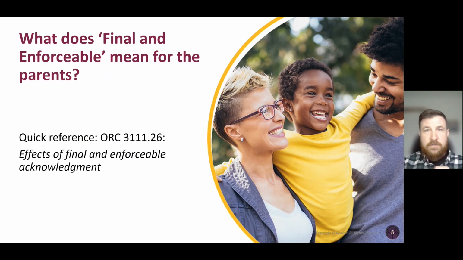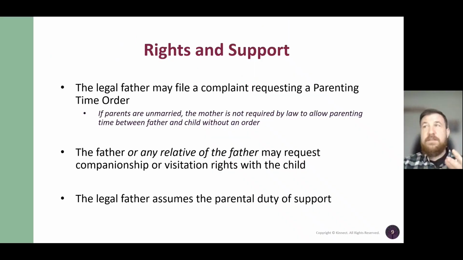Well, you'll notice here and on multiple slides, I have the Ohio Revised Code listed, the number. That's for your reference. If you would like to look up the full code, read the full language, have more context, I provide them here in case you would like to do that. The one we're going to talk about now is 311.26, the effects of final and enforceable acknowledgement. There are three main things when it comes to once paternity is final and enforceable.